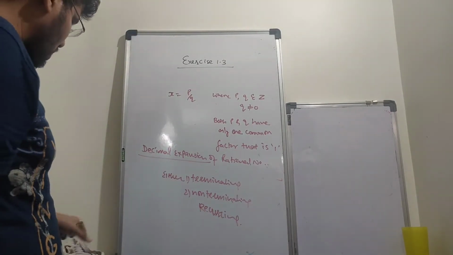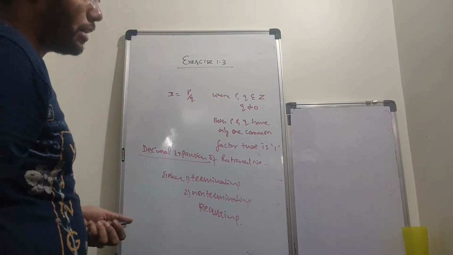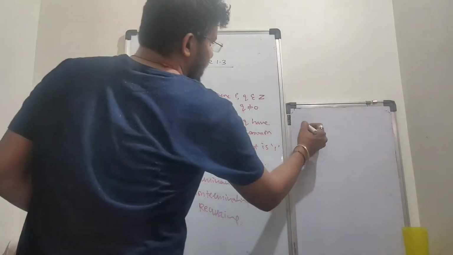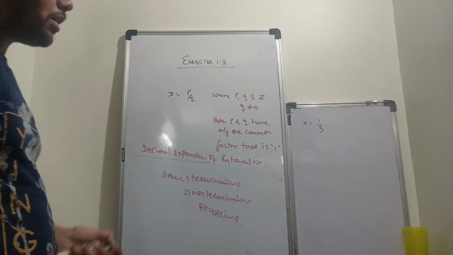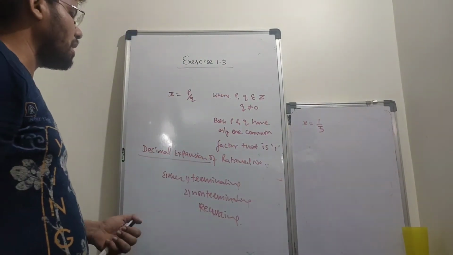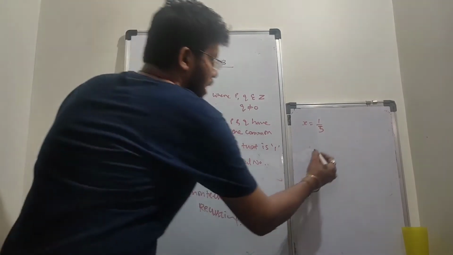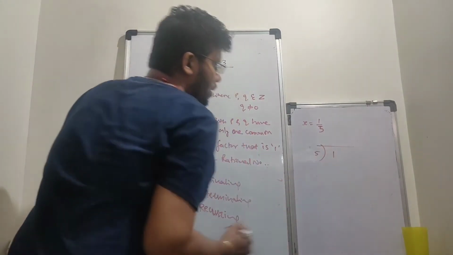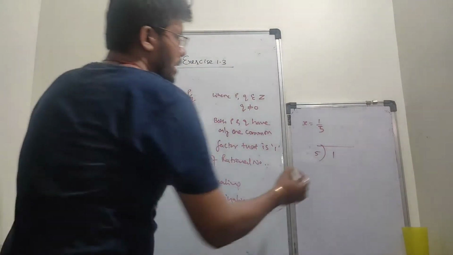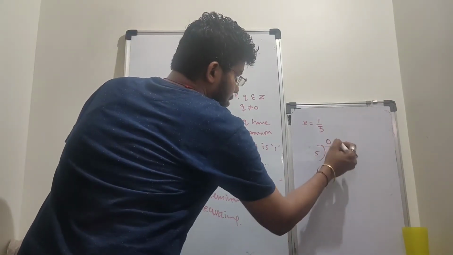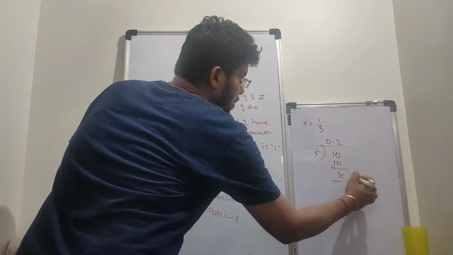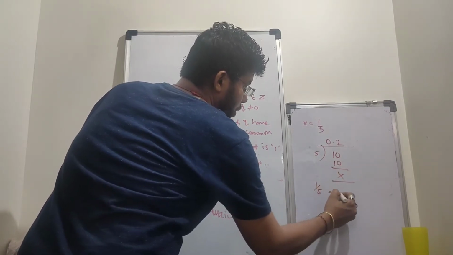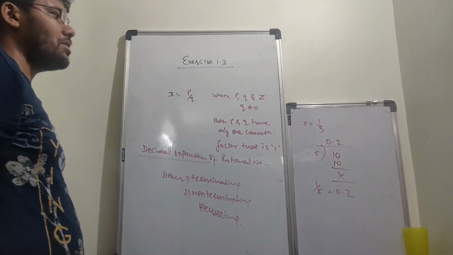Now this can be explained by taking an example. Suppose I am taking x equals 1 by 5. This rational number has a terminating decimal expansion. How can it be proved? Division process करें तो 0 decimal लगाया 10, so 1 by 5 is equal to 0.2. So its decimal expansion is terminating.